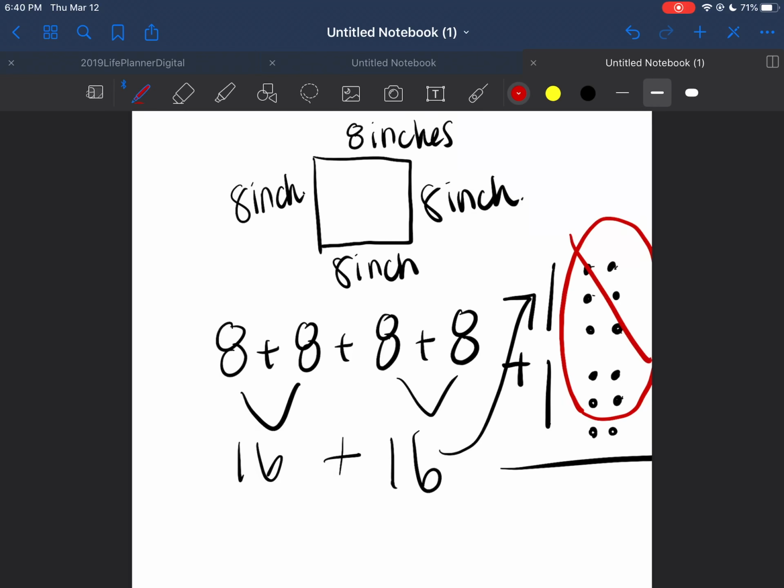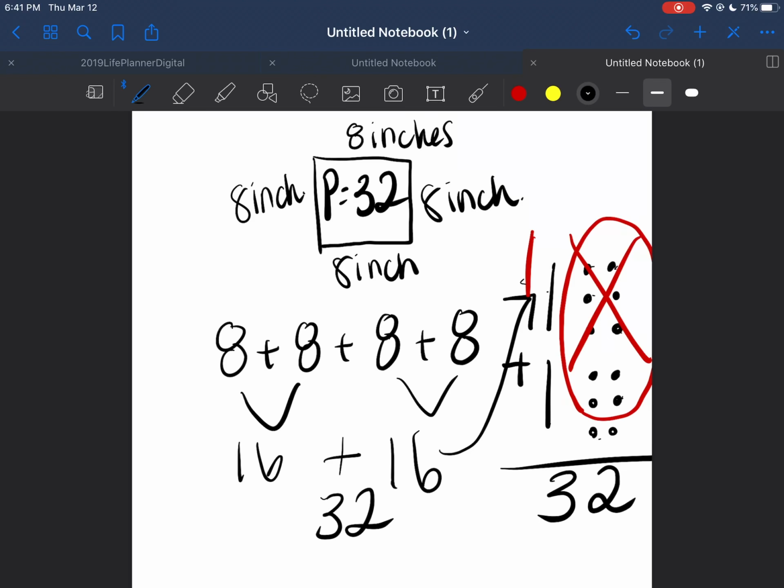I'm going to cross those out and carry them over to my tens place, because we all know that 10 ones make a 10. How many are left? 2. Now I'm going to add my tens. Don't forget that friend that you carried over there. Let's count them. 1, 2, 3. 3 tens, or 30. 16 plus 16 equals 32. So the perimeter, or P, is 32.